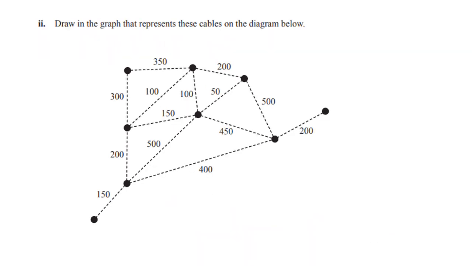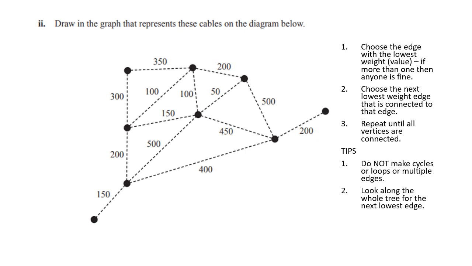Okay, now we have to actually show the minimal spanning tree, and that's Prim's algorithm. So let's have a go at that with the rules. Rule number 1, choose the edge with the lowest weight or value. If we look, we'll see that that's actually the 50. There's no other 50, so we don't have to worry about anything being the same. Now, rule number 2 says choose the next lowest weight edge that is connected to that edge.